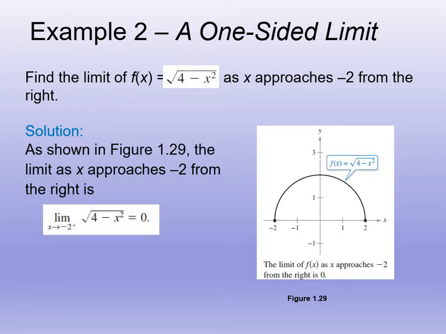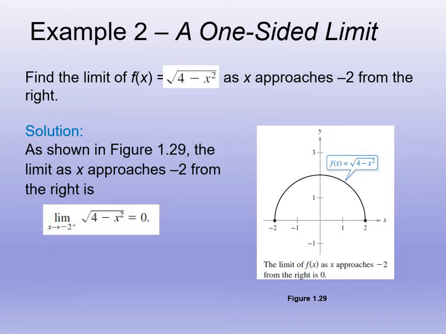Remember, the limit's the y value, so the y value is 0. We can say that the function has a right-handed limit, but there is no left-handed limit. So there is not a limit for this function because the left-hand limit and the right-hand limit are not the same. There is no left-hand limit because we cannot move along this function from left to right and approach -2.